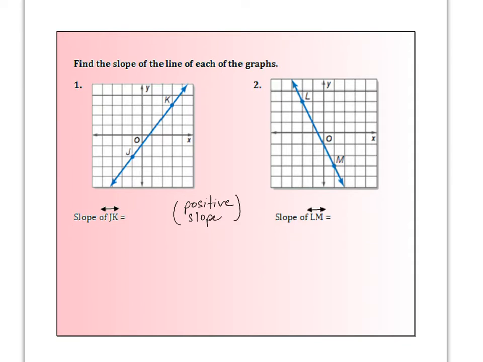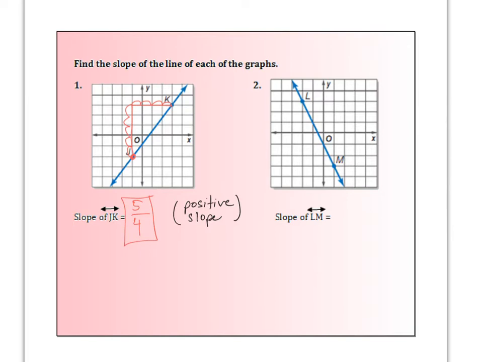Since it's graphed so nicely, the quickest way to do this is count rise over run. Remember, start at your point that's on the left. In this case, it's J, and figure out how much you would have to go up and how much you would have to go over. In this case, it looks like we're going up 1, 2, 3, 4, 5, so 5. And then we're going to go over 1, 2, 3, 4. So the slope of this line is 5/4.